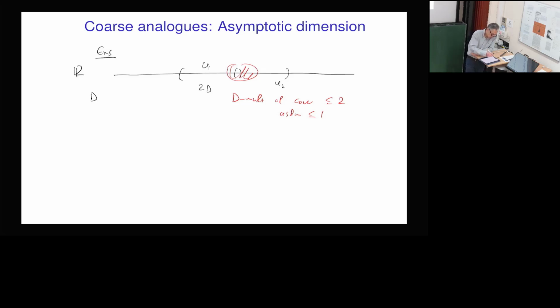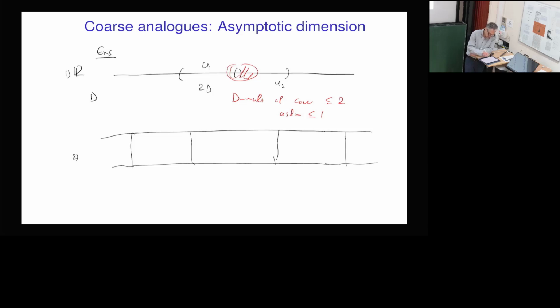Now I can do something similar for R^2, except my cover is going to be more interesting. I'm going to take stripes like that, but I'm not going to match them; I'm going to offset them like that. Now if I take a ball, because the size of the tiles is much bigger than my d, the worst that can happen is it hits 3, right? So the asymptotic dimension is less or equal to 2.